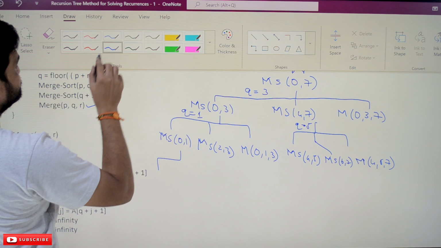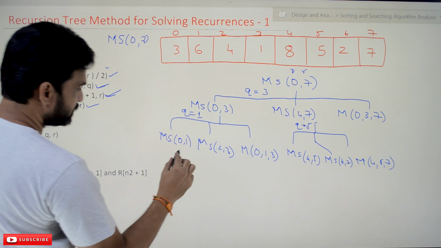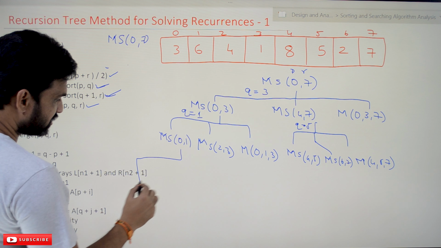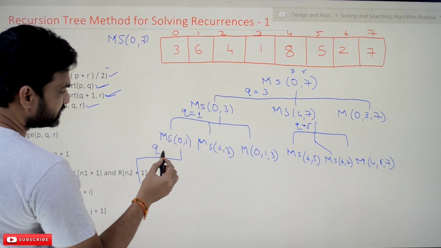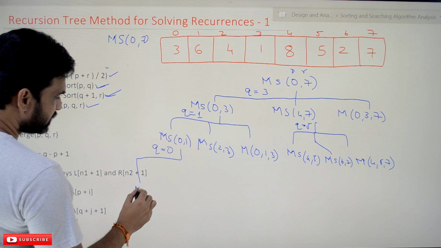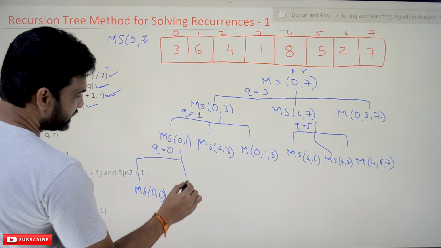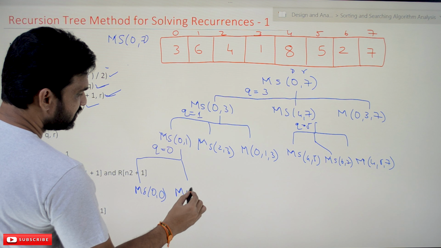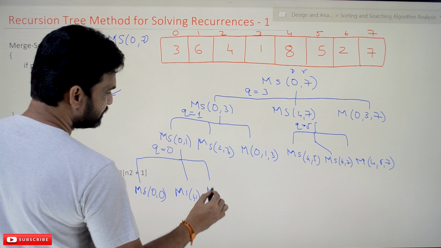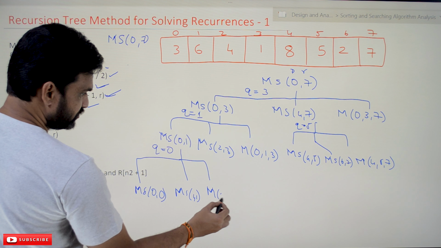So here, what about this function call? This function call is made, and the value of q is (0 + 1)/2, which is 0. So it is MS of 0 comma 0, and the next one is MS of 1 comma 1, and then merge of 0 comma 0 comma 1.